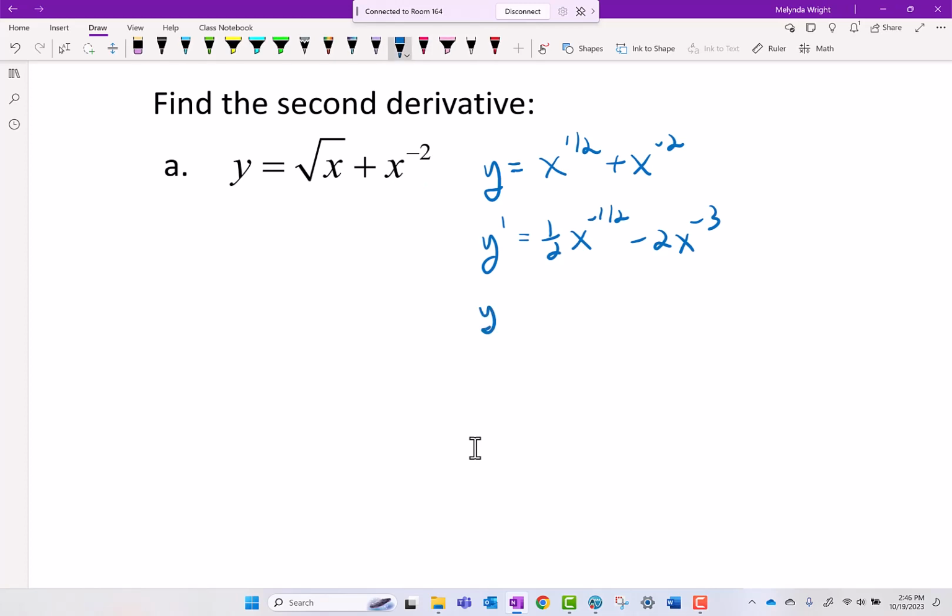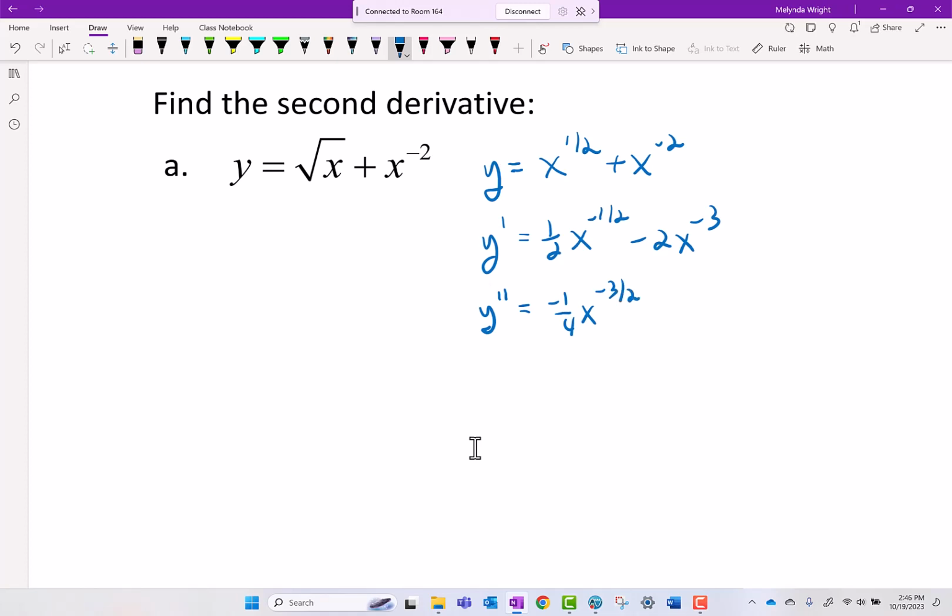Okay, so we need one more: y double prime. Now, the way to find a second derivative is to simply take the derivative of the first derivative. To get a second derivative, we have to have already found the first derivative or been given it, and then we take the derivative of it. That's all. So now let's do the derivative again. We're going to use the power rule. So 1/2 times -1/2 is -1/4 x to the, I'm going to subtract 1, so that gives me -3/2.